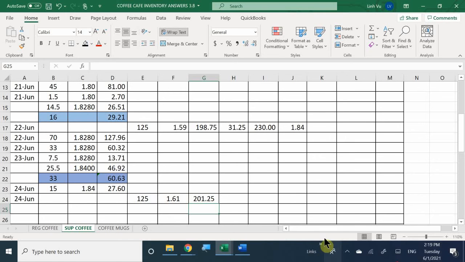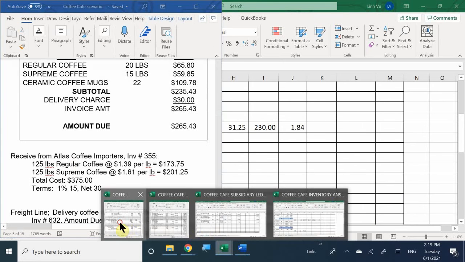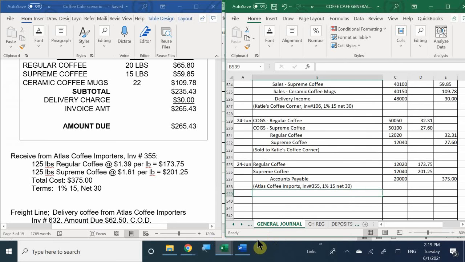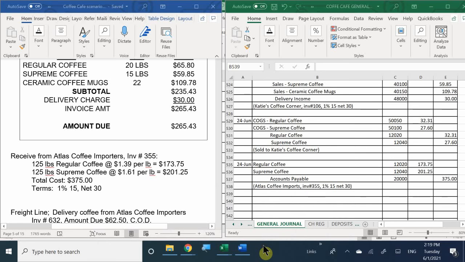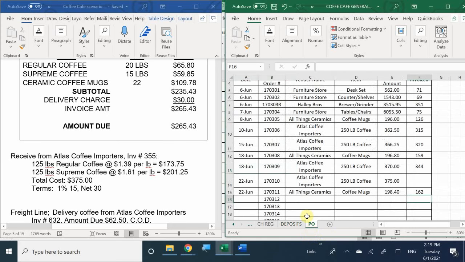Okay. One more thing that we still have left to do. We have to do our inventory on hand. Inventory on hand, not yet. We're not calculating it yet. We don't have our freight. We go to our purchase order? We need to make sure that we check mark our purchase orders to verify that we did indeed receive our inventory. Invoice number?